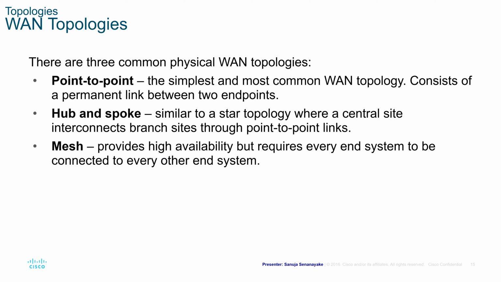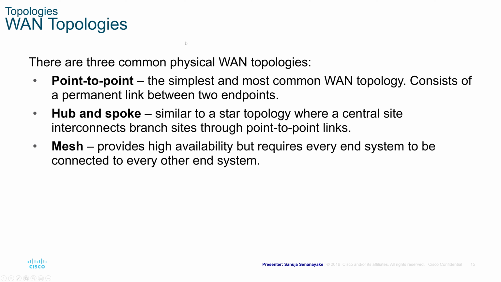WAN topologies. There are three common types of WAN topologies. WAN stands for wide area network. They are point-to-point, hub and spoke, and mesh. The point-to-point is the simplest and the most common WAN topology. It consists of a permanent link between two endpoints. Like you're going to have two endpoints and they're permanently connected with one link.